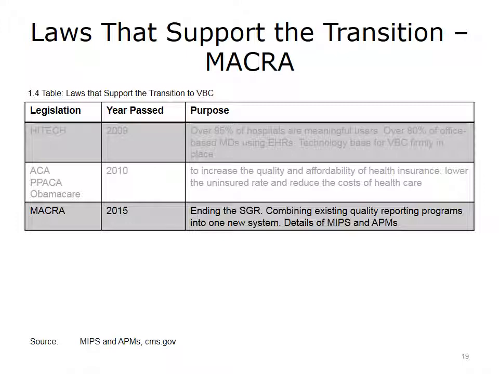MACRA directed CMS to combine a number of quality reporting programs into a single system. Previously, the various reporting schedules and requirements put an undue burden on physicians and hospitals. Finally, it gave support and direction regarding the rules initially laid out in the ACA. This included providing further details for MIPS, the Merit-Based Incentive Payment System, and provided clarification of alternative payment models within MACRA. The impact of MACRA remains to be seen.